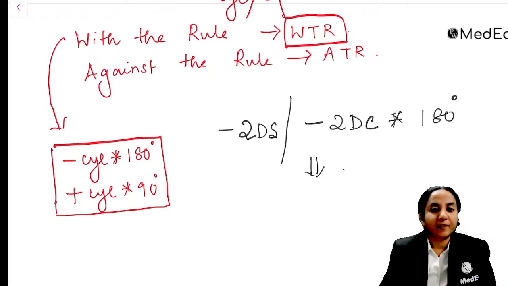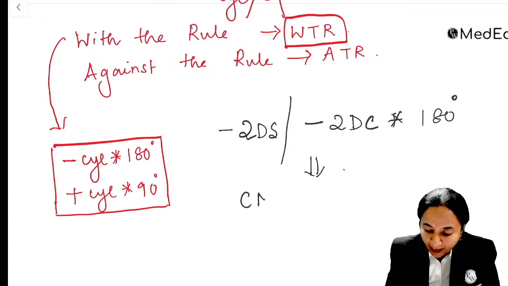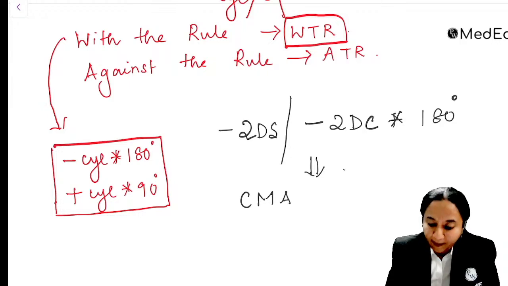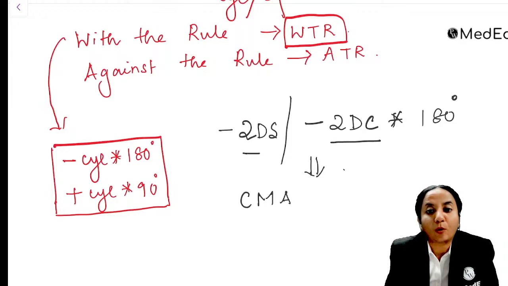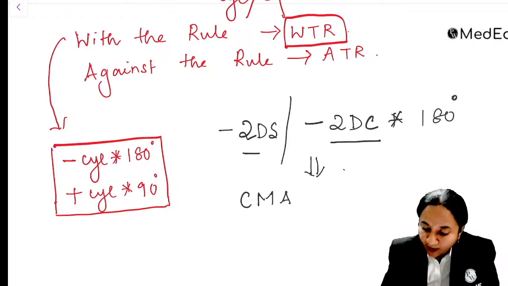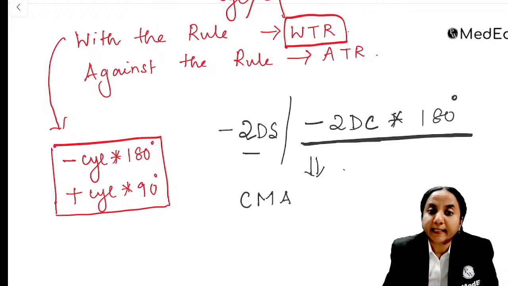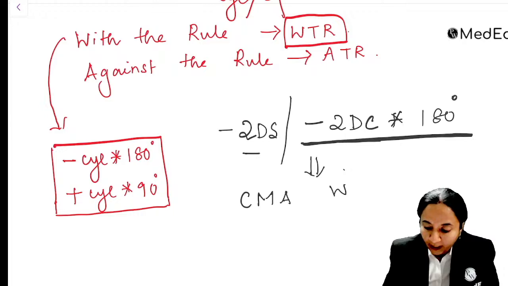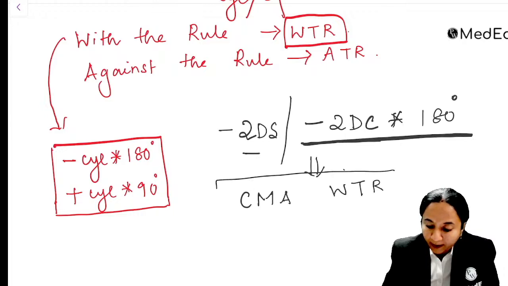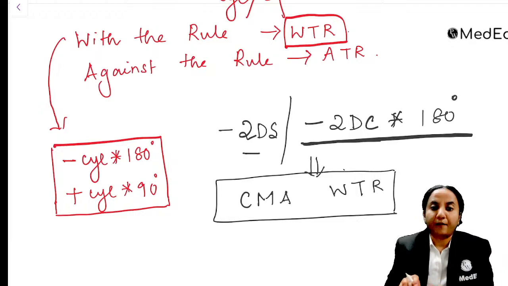Who will tell me what is this? We just did this before. SMA, CMA, SHA, CHA. What is this? Correct. This is CMA, compound myopic astigmatism, because see, there is a minus sphere and there is a minus cylinder also. Now to decide whether it is with the rule or against the rule, we have to look at the cylinder part of the prescription. It says minus cylinder cross 180. So what is it? It is WTR. So this is the option you have to mark, CMA WTR.